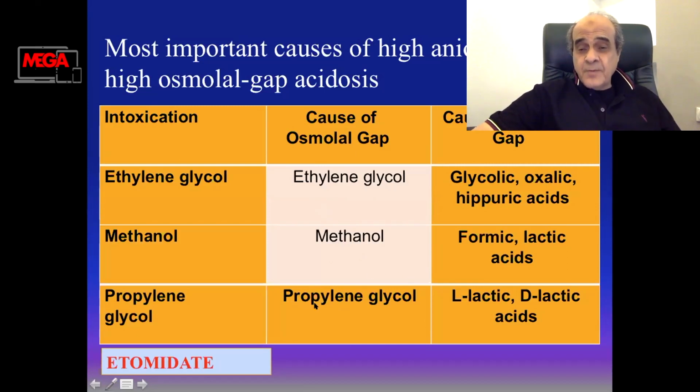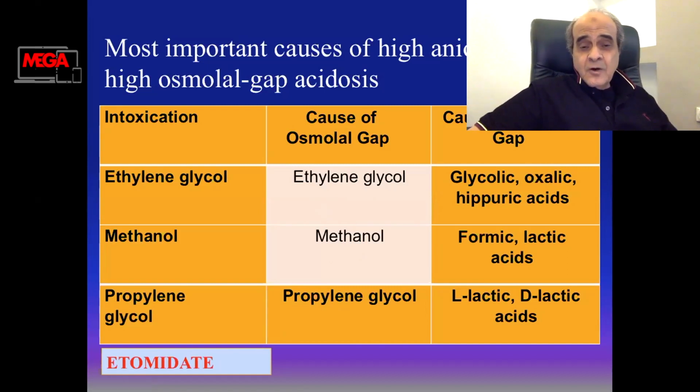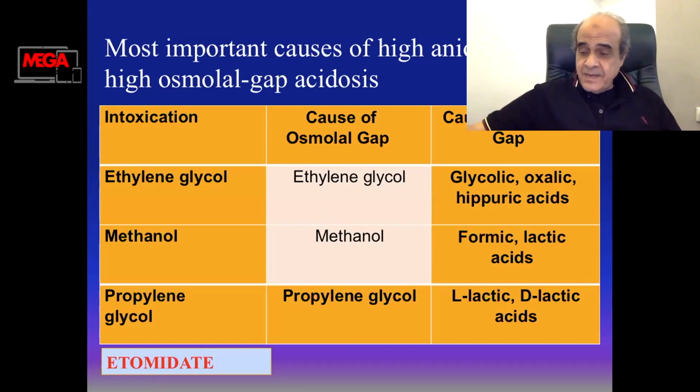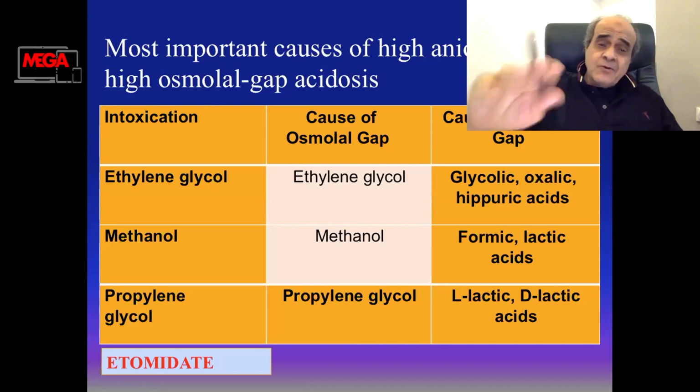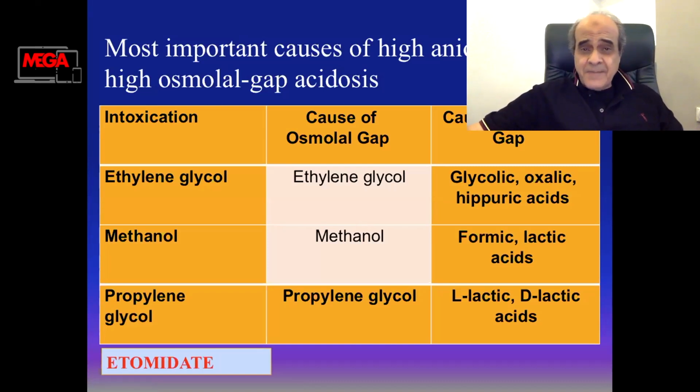Don't forget also propylene glycol intoxication. It is very common, especially in the ICU using high doses of lorazepam. The solvent which is used for lorazepam is propylene glycol. And so if you find your patient becoming acidotic, suspect there is propylene glycol toxicity from accumulation of lactic acid. These alcohols we have to treat rapidly because the metabolites of these alcohols will be injurious to the CNS, will be injurious to the kidney, and so on.